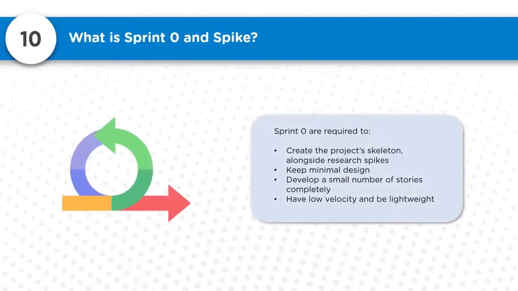So Sprint Zero is required to create the project skeleton alongside research spikes, keeping minimal design, developing a small number of stories completely, having low velocity, and being lightweight.